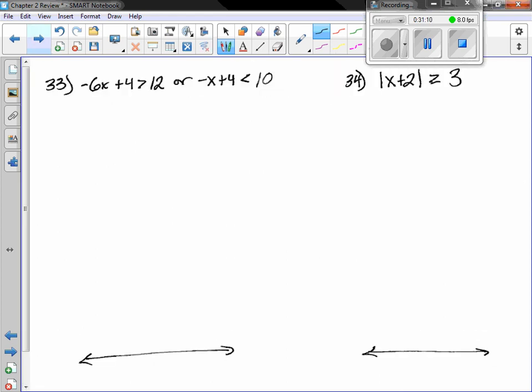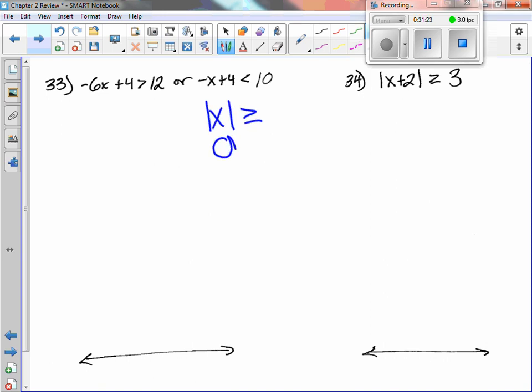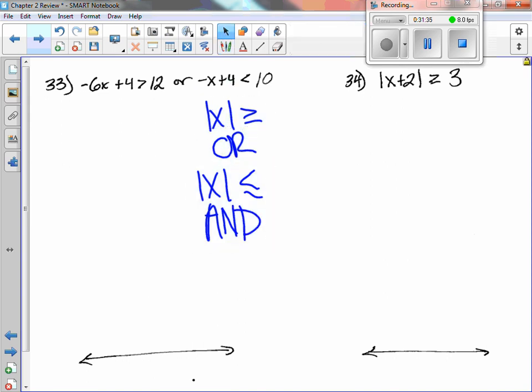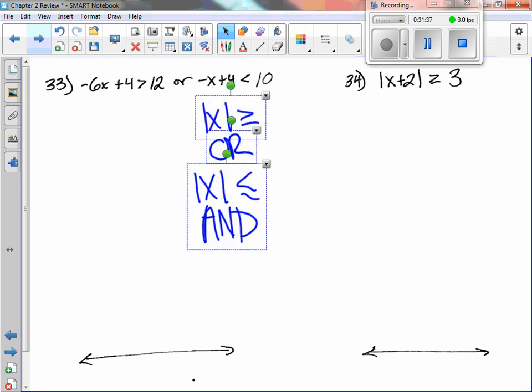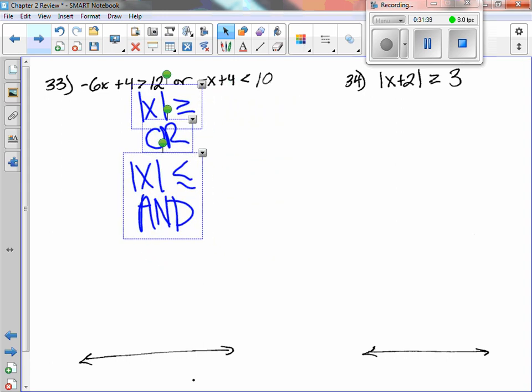Okay, if we're good with those there, we'll move on here to these absolute values. Now, absolute values. With an absolute value, if we have greater than or equal to, or greater than, it's an or statement. If dealing with absolute values and we have less than or equal to, it's an and statement. And it's going to be key to remember this because this will help us with solving. This is crucial in solving these here.